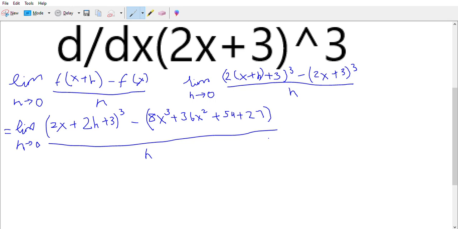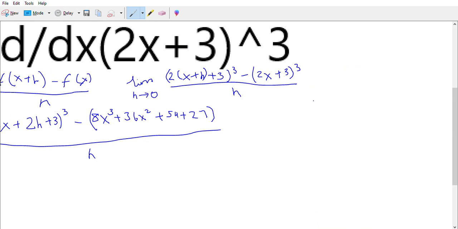So that is the expression written as of now, but here is where the real challenge comes, because how am I going to distribute 2x plus 2h plus 3, all that to the third power? Well, I don't know how to do the trinomial cubed. So I'm just going to have to do it this way. I'm not going to write the limit because this is just side work. So this is what I will be doing.